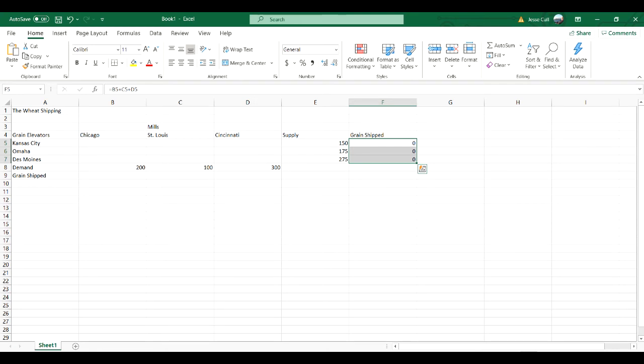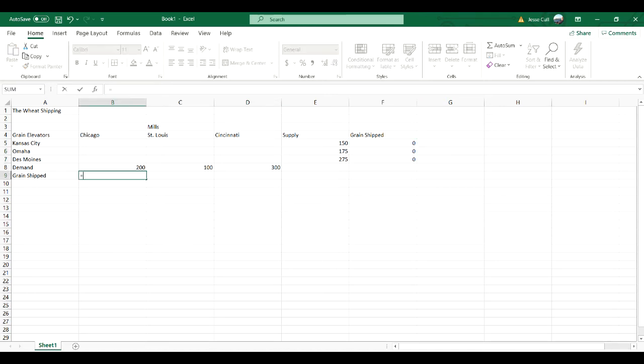What this grain shipped represents is how much was actually shipped. And when we write in our constraints, we'll ensure that this column must meet this column. This cell must equal this cell, and this cell must equal this cell. We do it one more time, so equals this plus this plus this. And we fill right.